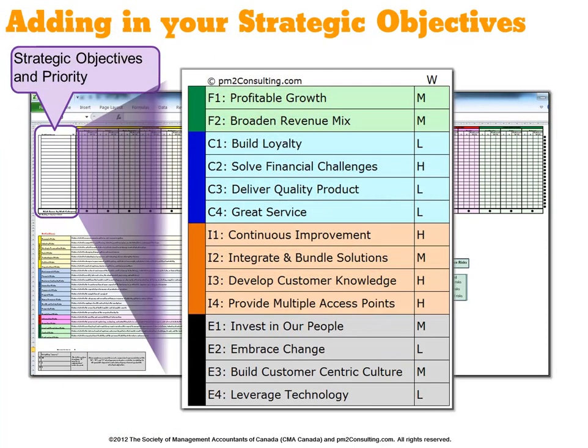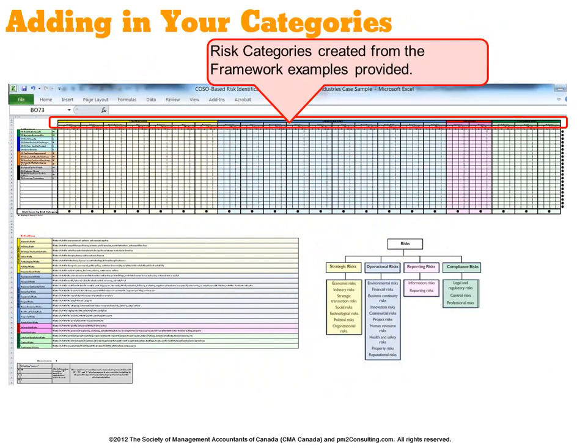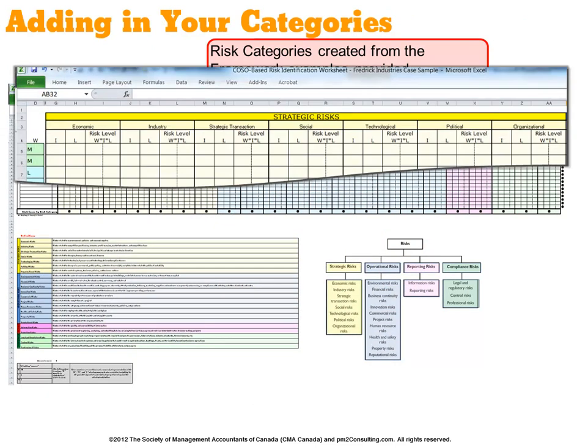So the strategic priorities, those are the things that you've created through Module 1 of the Rapid Scorecard, which allows you to capture the strategic objectives and their priorities. You can either copy and paste these in here or enter them in directly. Across the top, we have those risk categories. Let's take a look at those in a little bit more detail.